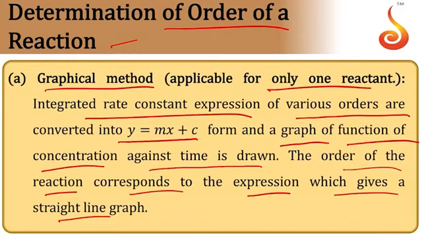The order of the reaction corresponds to the expression which gives the straight line. So here what we are doing is we are converting the integrated rate constant expressions into the y is equal to mx plus c form, and then we are plotting a graph between the concentration function versus time t. If you get a straight line, that corresponds to that particular order of reaction.